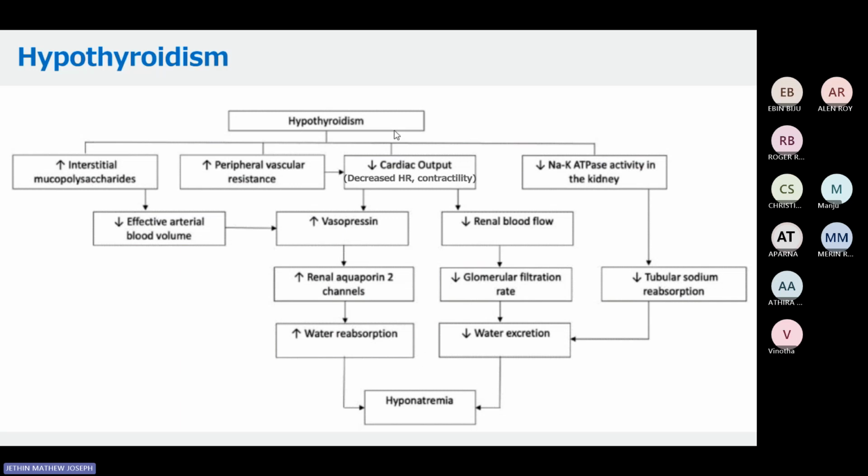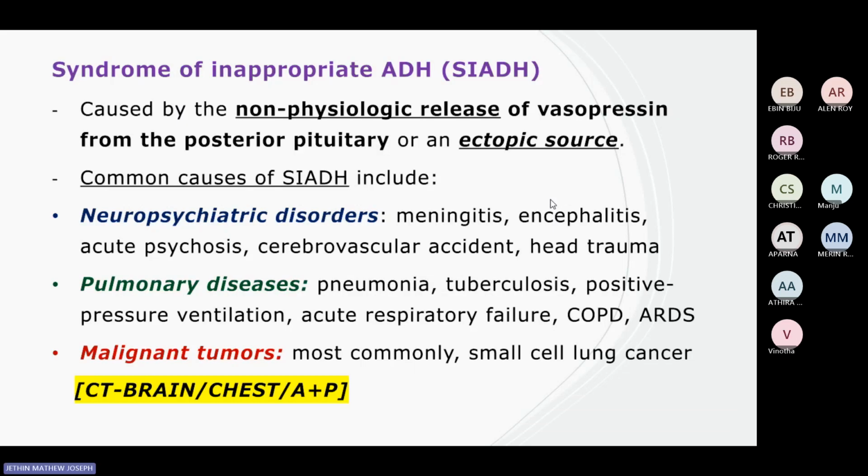Hypothyroidism also directly has an effect on the sodium potassium ATPase activity in the kidney. Because of hypothyroidism, this activity is decreased, so it has a direct effect on tubular sodium reabsorption. There is less sodium reabsorption from the urine, so your urine sodium is going to be high. So we've dealt with cortisol deficiency and hypothyroidism.